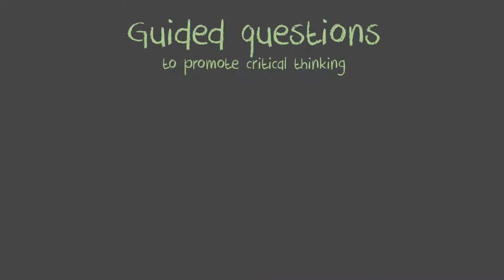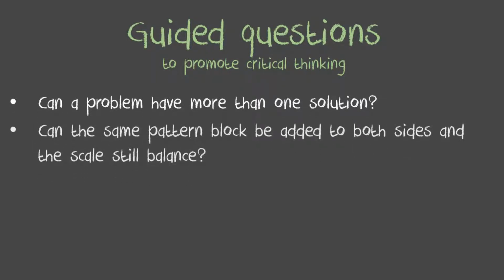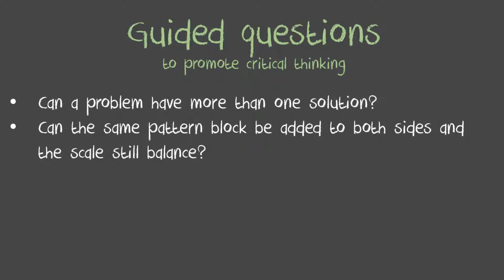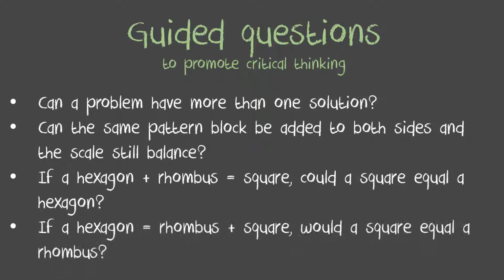So some guided questions to promote some critical thinking with this activity. Can a problem have more than one solution? Can the same pattern block be added to both sides and the scale still be balanced? So I can subtract 2 of the same amount. Can I add 2 of the same amount to help me out? And if a hexagon plus a rhombus equals a square, could a square equal a hexagon? And similar to that, if a hexagon equals a rhombus plus a square, would a square equal a rhombus?